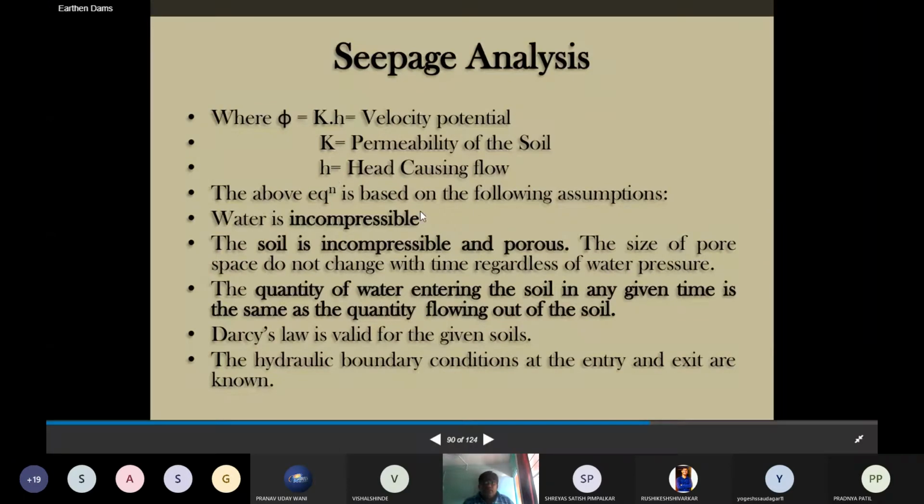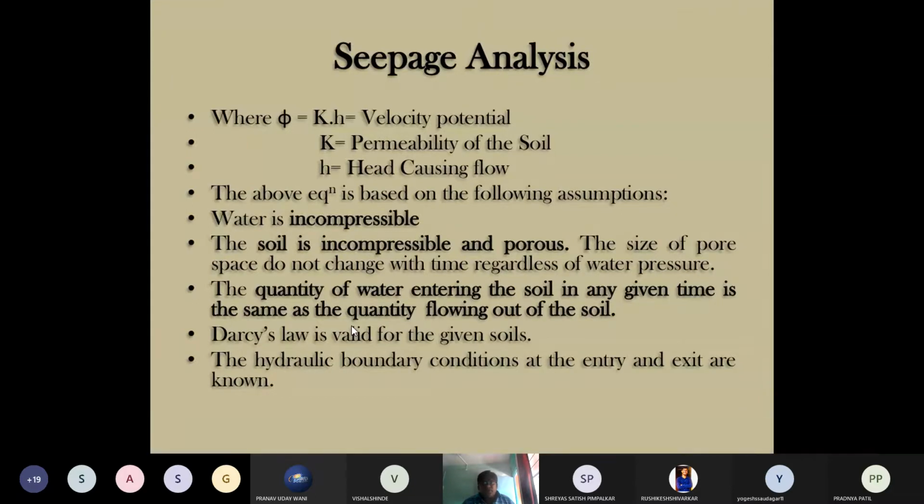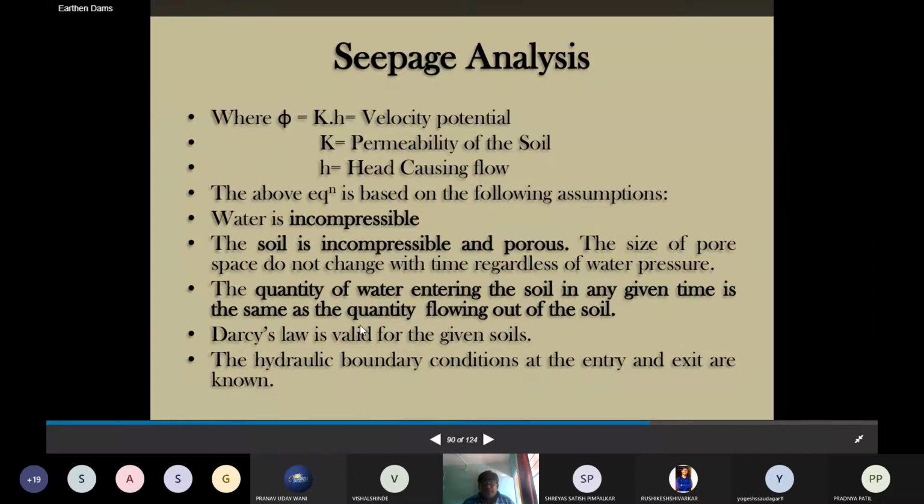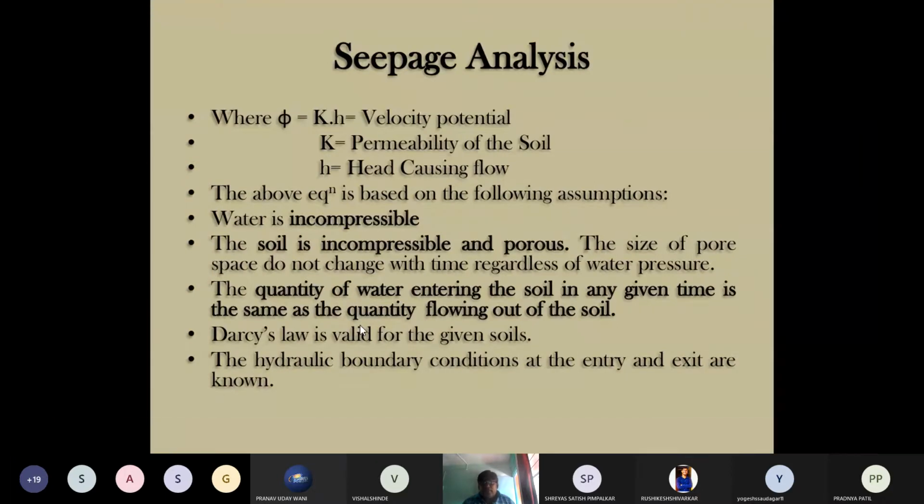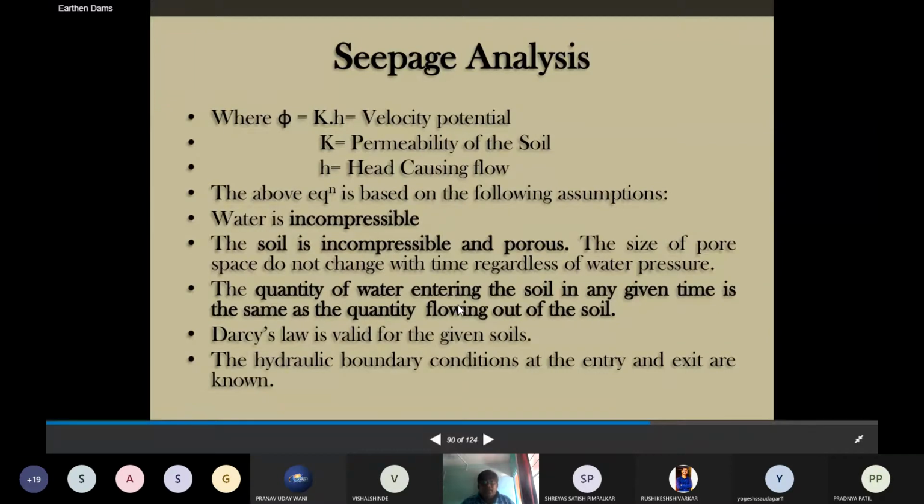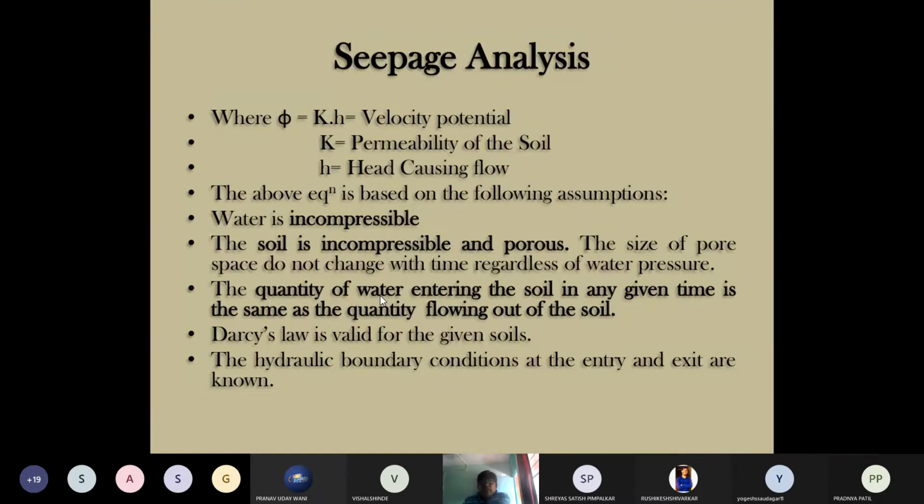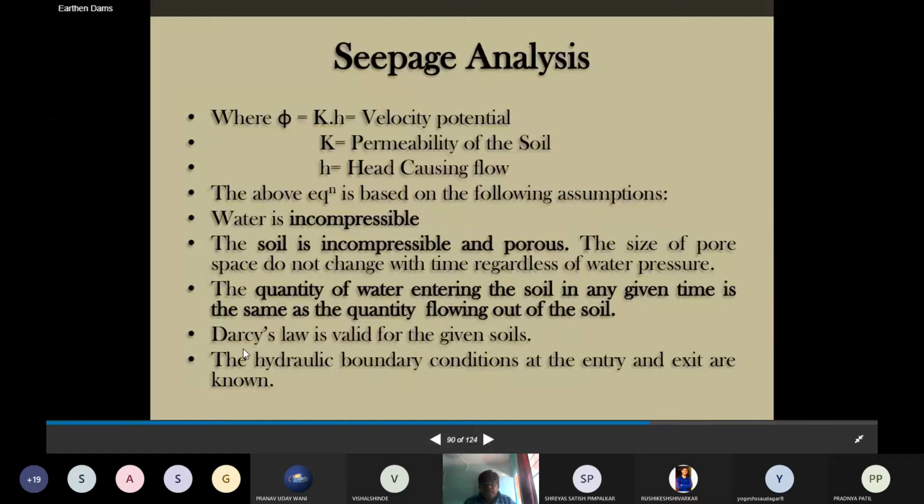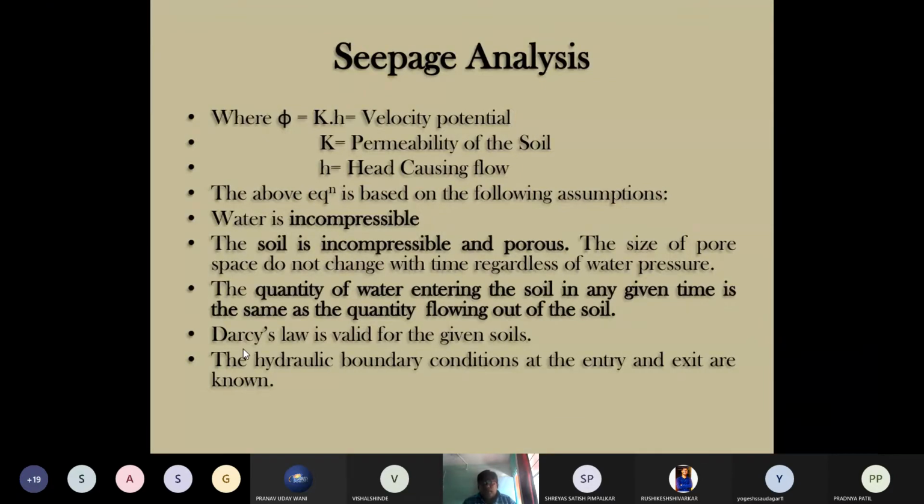This equation is based on the following assumptions: the water is incompressible in nature, the soil is incompressible and porous, the size of the pore space does not change with respect to time regardless of the water pressure, and the quantity of water entering the soil in any given time is the same as the quantity flowing out of the soil. That means the continuity equation must be satisfied. It indicates that inflow is equal to outflow, and Darcy's law must be valid for the given soil. This is very important. Darcy's law can be represented as small q equal to kiA.